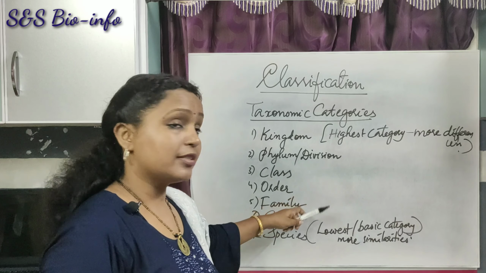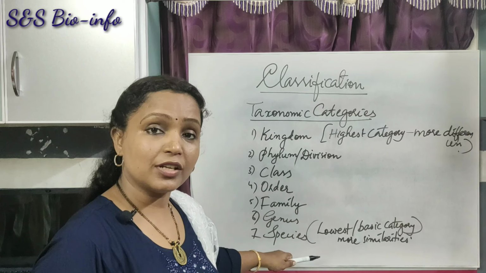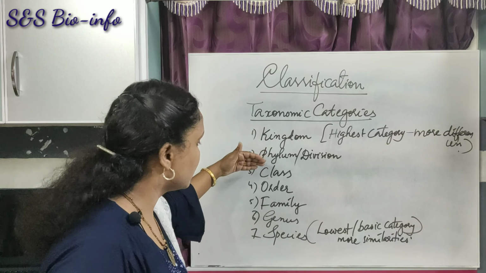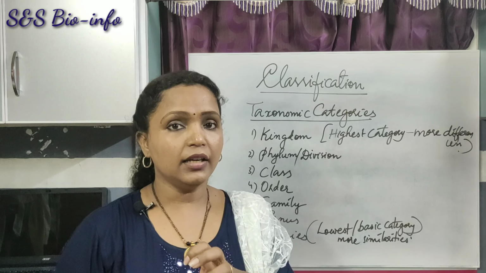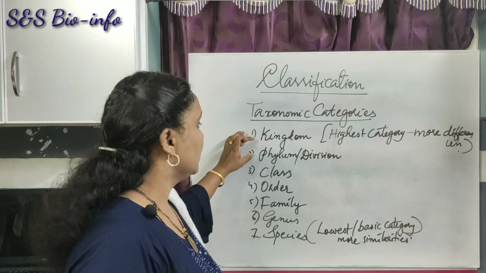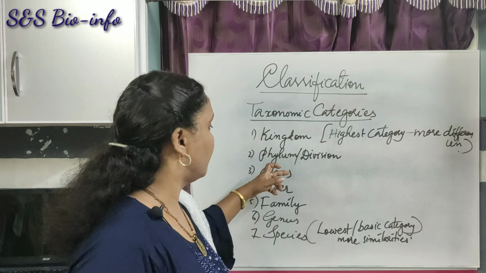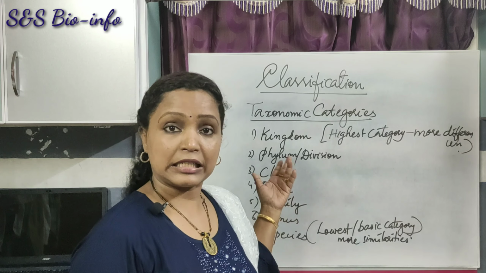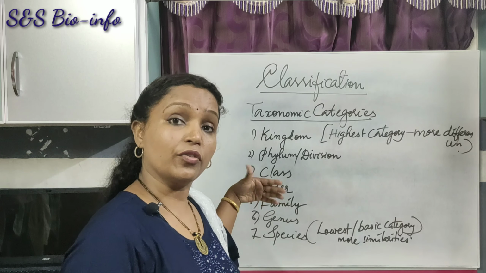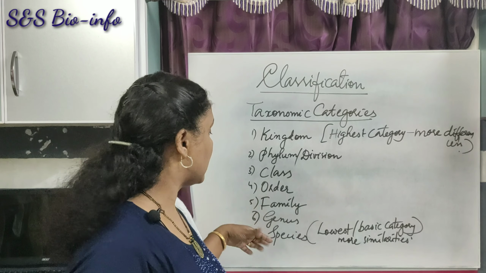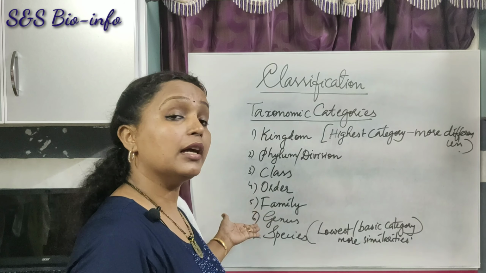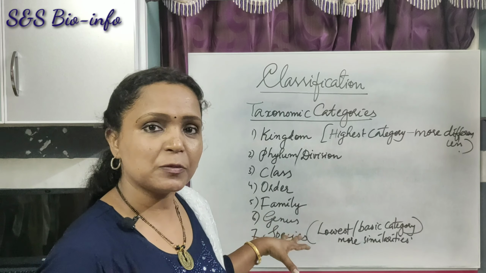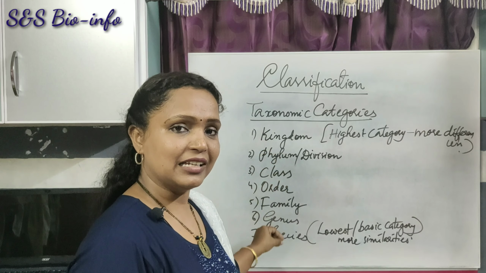Did you get which is the basic or lowest unit? That is species. The highest one is the kingdom. In between there are phylum, class, order, family, genus. The kingdom consists of different phyla or divisions, and each phylum consists of various classes. Then each class consists of various orders and each order has various families. Each family has various genera. Each genus has different closely related species. Each category is interconnected.